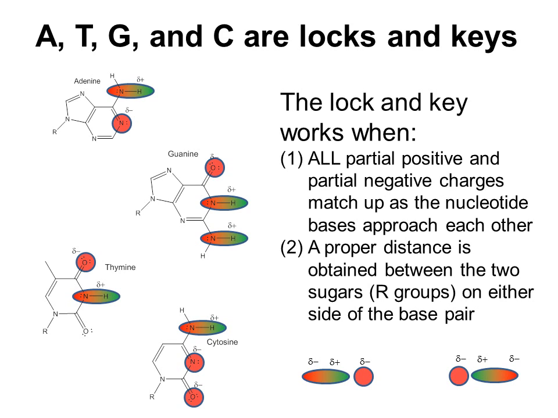In order to understand how the base pairs form and how the forming is so specific, it is best to think of the pairing as a lock and key mechanism. The lock and key mechanism works best when 2 different conditions are held. The first condition is that all partial positive and partial negative charges match up as the nucleotide bases approach each other, and that a proper distance is obtained between the 2 sugars on either side of the base pair.